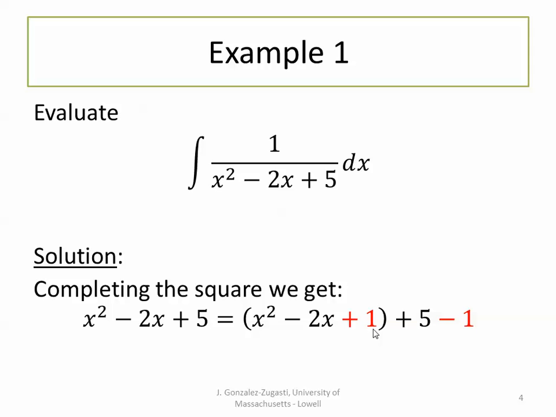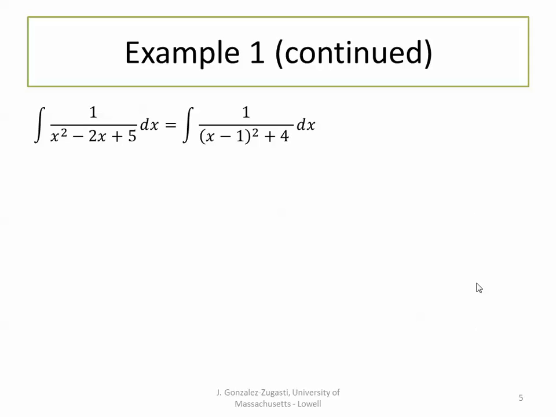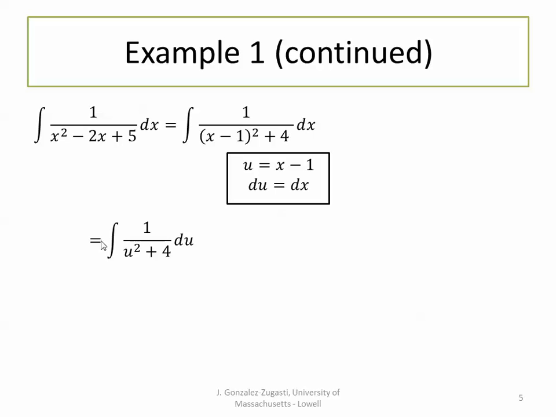And since I'm adding it in, I need to make sure I take it away so that I'm only adding 0 to my equation. Now I can rewrite the part in the parentheses as (x minus 1) all squared, and 5 minus 1 is equal to 4. So that makes my integral of 1 over x squared minus 2x plus 5 equal to the integral of 1 over (x minus 1) squared plus 4. Now I'm going to make a u substitution of u equal to x minus 1, which means du is equal to dx, so that my integral now becomes the integral of 1 over u squared plus 4.